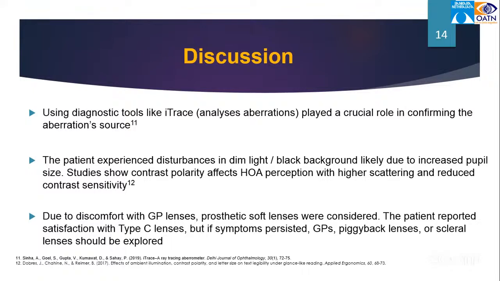And interestingly, this patient had more disturbance in dim illumination and the black background. This might be because of the increased pupil size. And since this patient was intolerant to RGP, prosthetic contact lenses was tried as an alternative. During follow-up also, this patient reported satisfaction with type C lenses in his daily activities. But if the symptoms had persisted, other options should be considered. So if he's not comfortable with RGP, we can try piggyback or scleral lenses. That has to be explored.